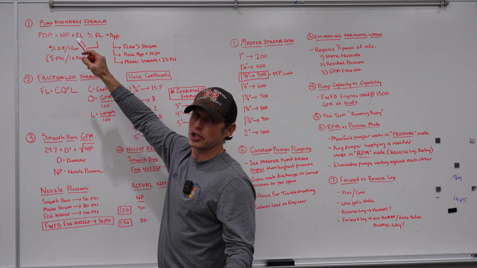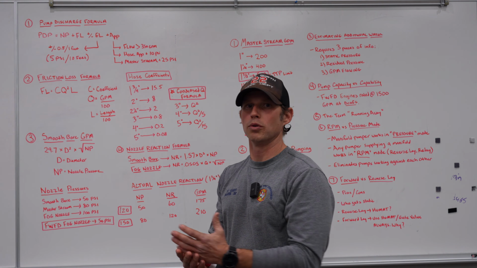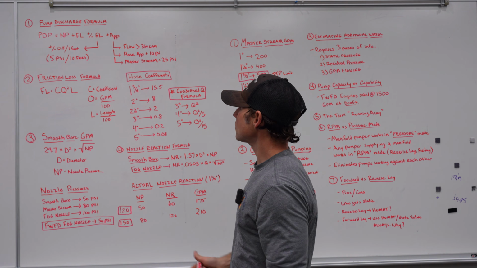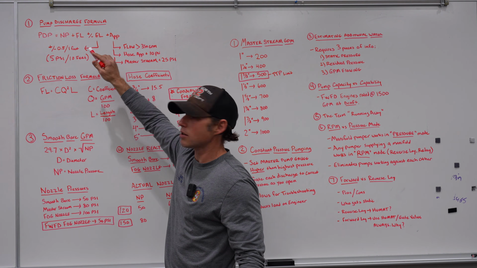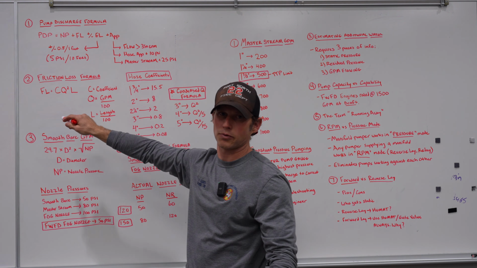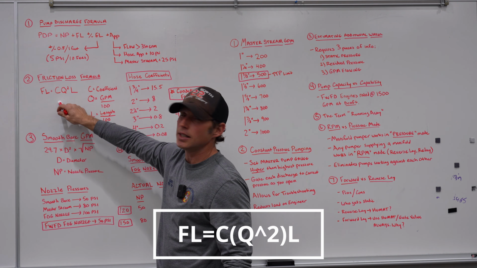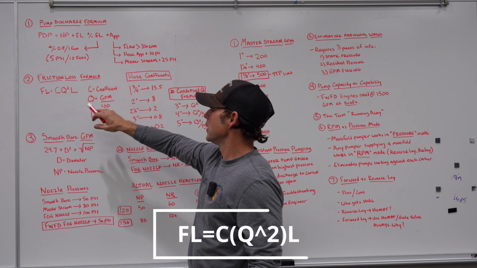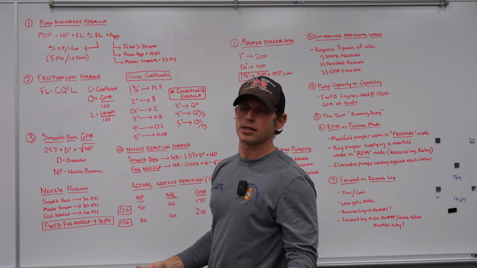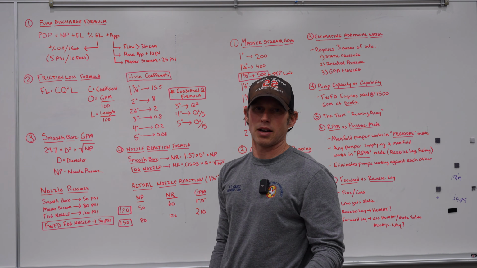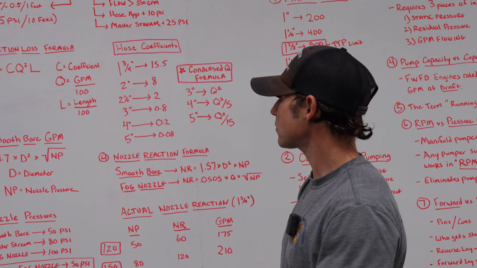Then we're going to figure our friction loss out, which is essentially the loss of pressure as water moves through a pipe or a conduit. And this is where a lot of people get hung up. So in order to determine our friction loss, we got to come here to our friction loss formula, another formula you need to memorize. Friction loss is going to be CQ2L. And in this formula, the C is going to be a coefficient. And all a coefficient is, is a specific number assigned to a specific hose line by the manufacturer.